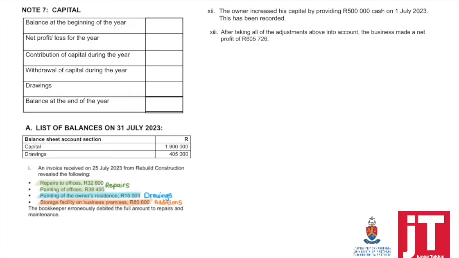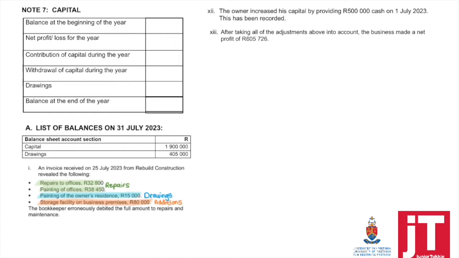But now you need to look at the additional information first to see, was there any movement or any adjustment with regards to that. So if you remember adjustment number 1, painting of the owner's residence, 15,000, that means that needs to go to the drawings, which means it must be added to that 405,000.